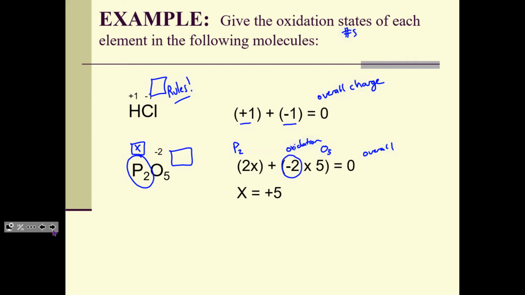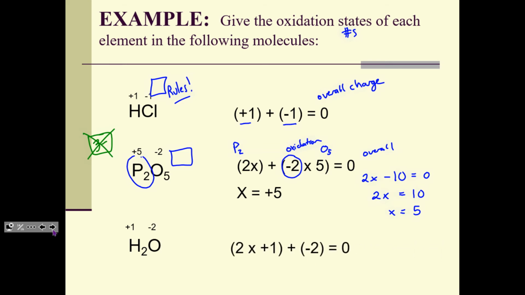And when I solve, I'll do it over here. 2x minus 10 equals 0. 2x equals 10. X equals a positive 5. So the oxidation number for phosphorus is a +5, which doesn't quite fit our old rules. A long time ago, we would have said that phosphorus had a 3- charge, but not in this case. H2O, hydrogen is +1, oxygen's 2-, so we actually don't have to solve for this at all.